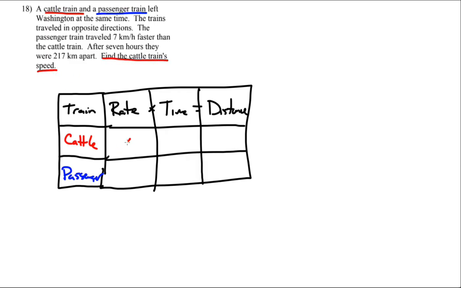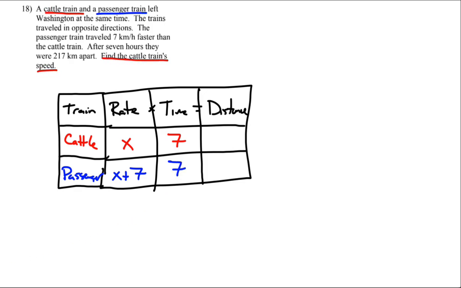So we'll make that x, which means the passenger train is 7 kilometers an hour faster. So that would just be x plus 7. The time, we don't know what the time is. Oh, after 7 hours, excuse me, we do know what the time is. We know that they both went 7 hours, because they left at the same time.